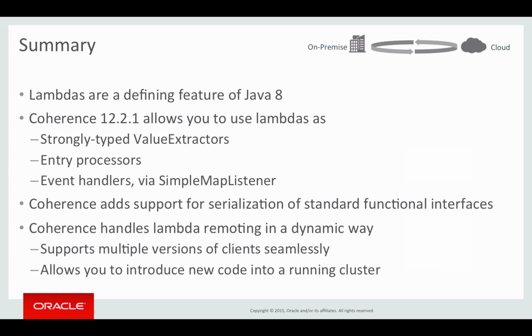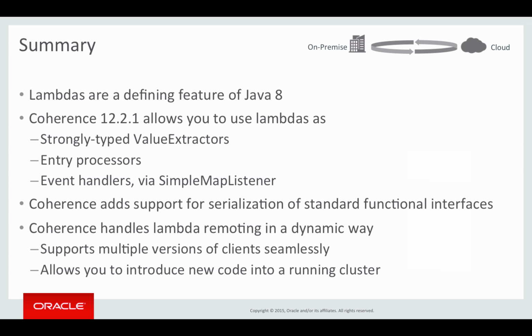You can use them as event handlers, a simple map listener class, which was added in 12.1. And there are also a couple of things that I couldn't put on a slide here, such as the Stream API, for which there is a separate presentation that you can watch, and the default map methods. Coherence adds support for serialization of all standard functional interfaces that shipped with the JDK using the remote class. And if you need to have those things serializable, you can simply use the interfaces that we already provide.